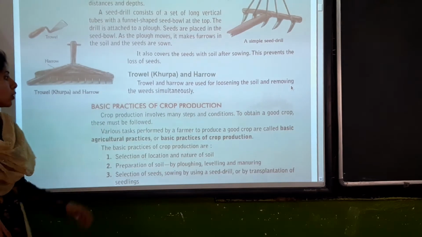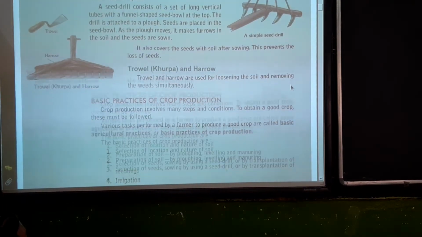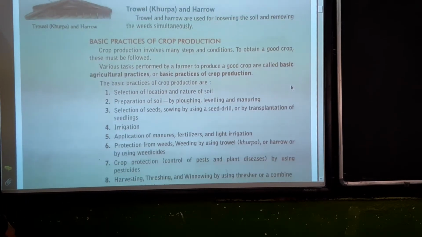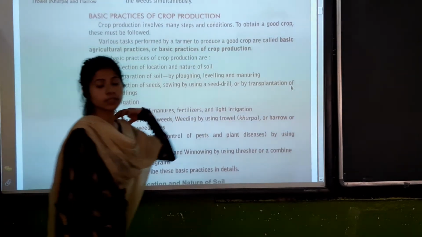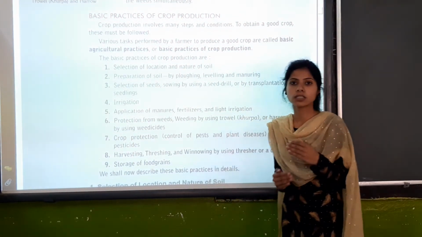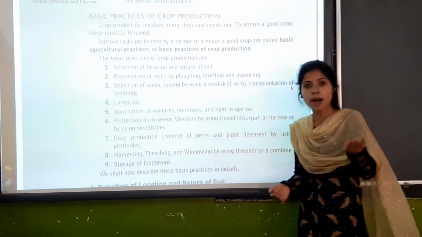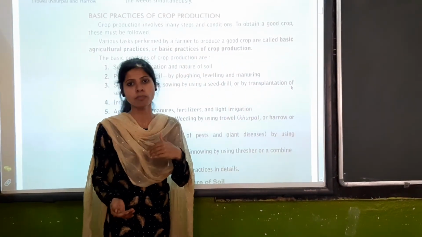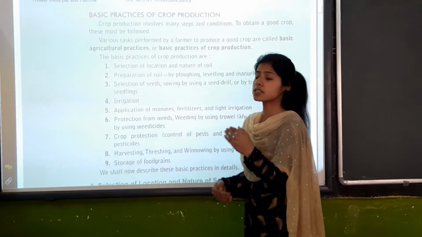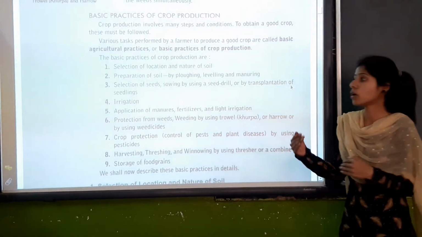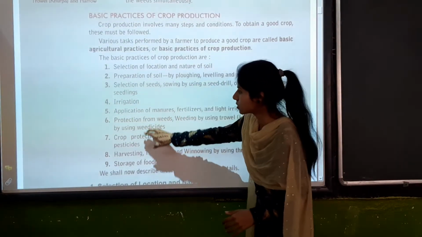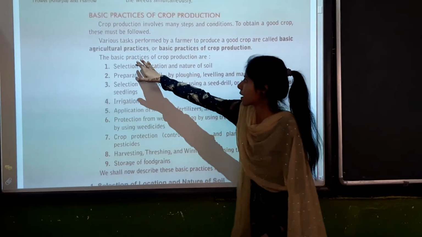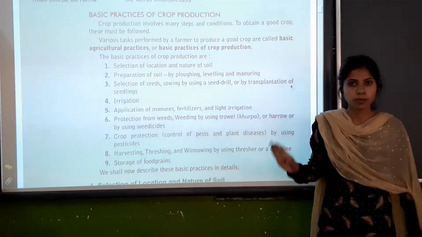Now we are talking about basic practices of crop production. Before starting this, I would like to tell you that the food grains which come from the farmer, from the ground till our home, go through many processes. It belongs to a number of processes. You can see here, the basic practices of crop production consist of many processes.